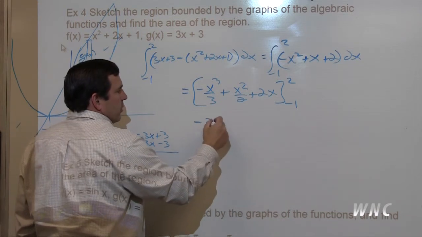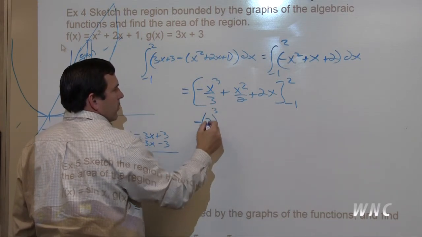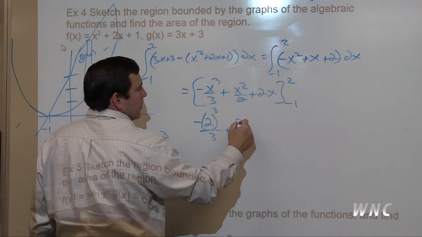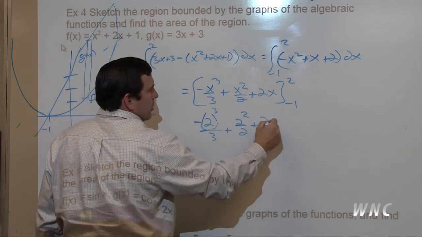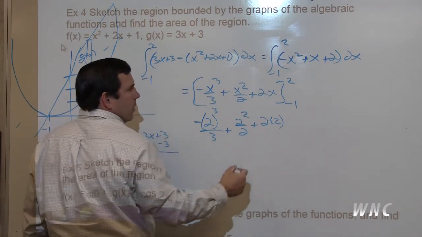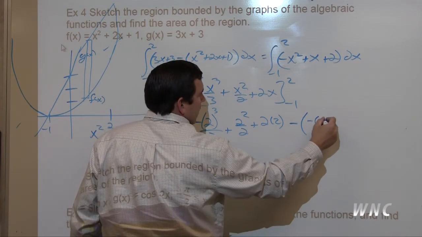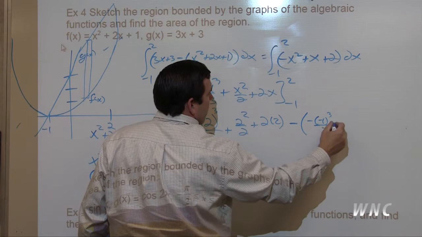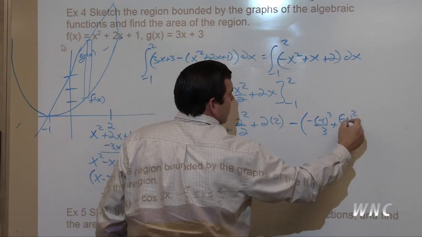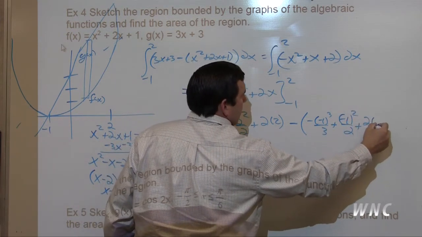So it's the negative of 2 cubed over 3 plus 2 squared over 2 plus 2 times 2, minus the negative of -1 cubed over 3 plus negative 1 squared over 2 plus 2 times negative 1.